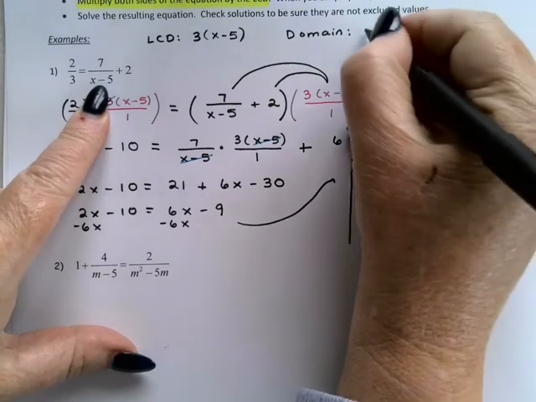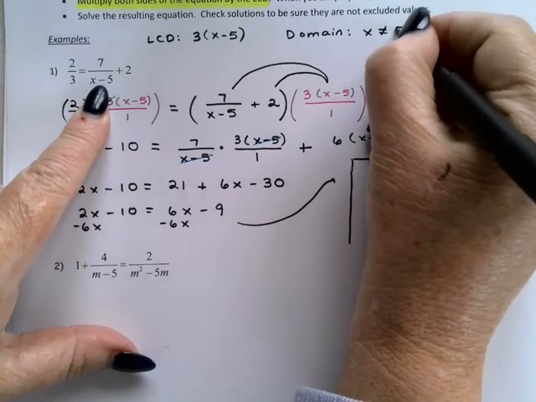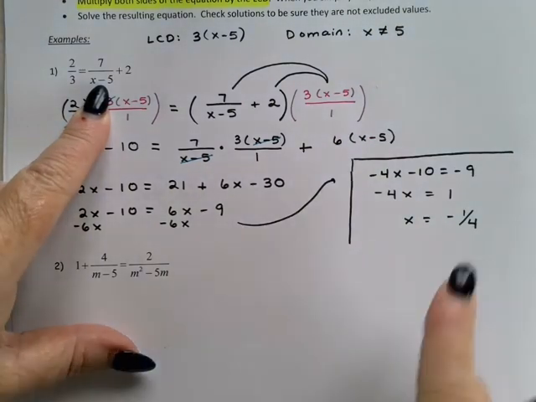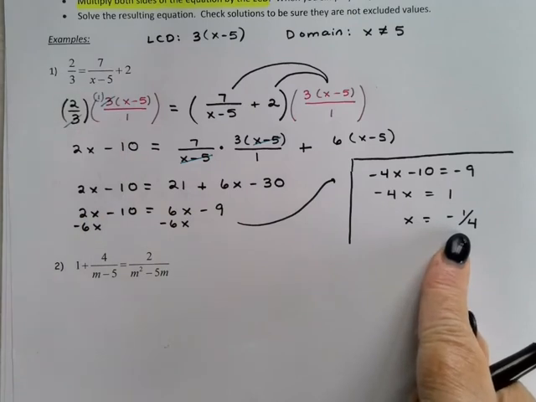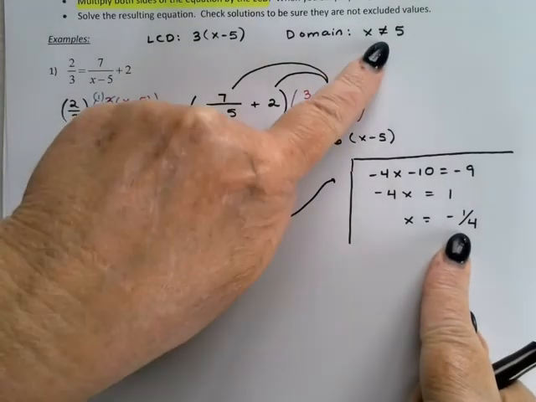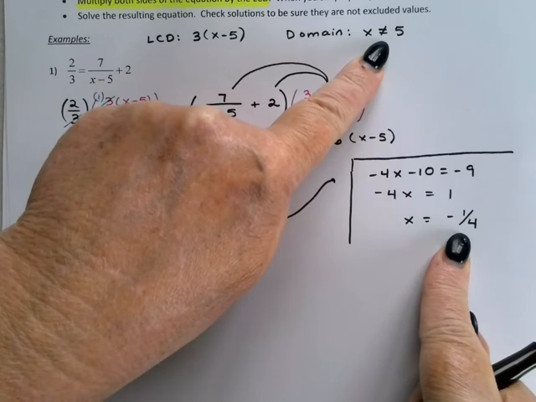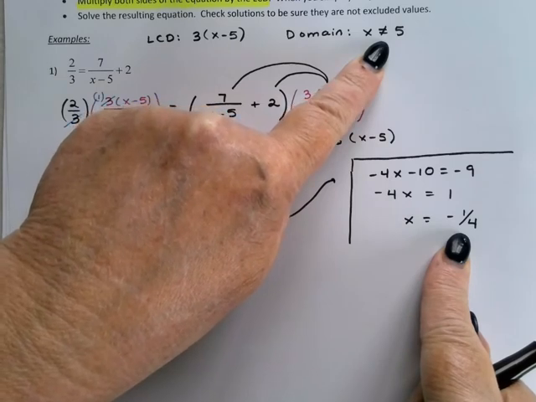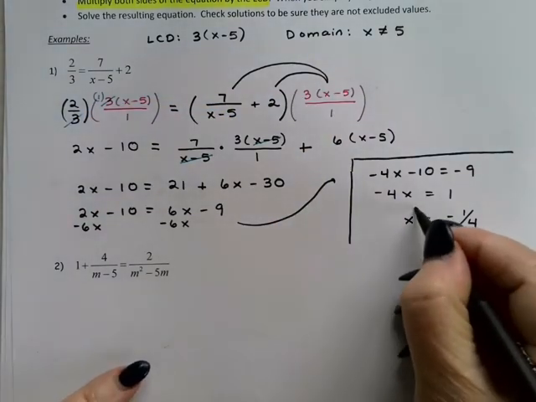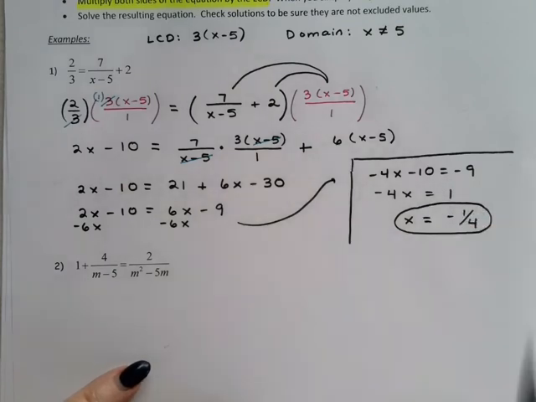Here it's clear that x cannot equal 5, because that would put a 0 on the bottom. The reason I do that is to double check my final answer and make sure that my answer is not one of those excluded values. In this case, it's not. So we'll go ahead and keep x equals negative 1/4 as our final answer.